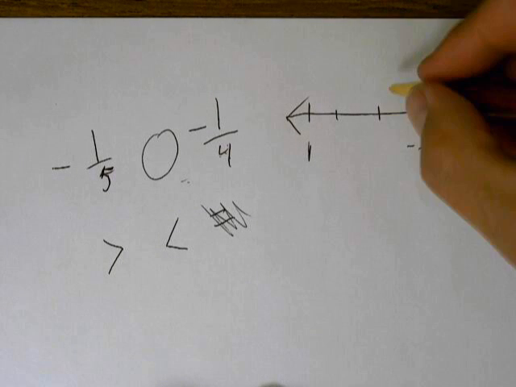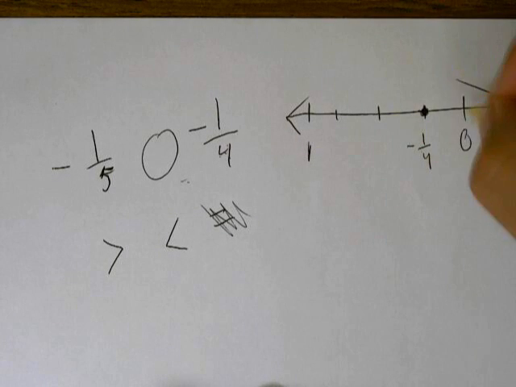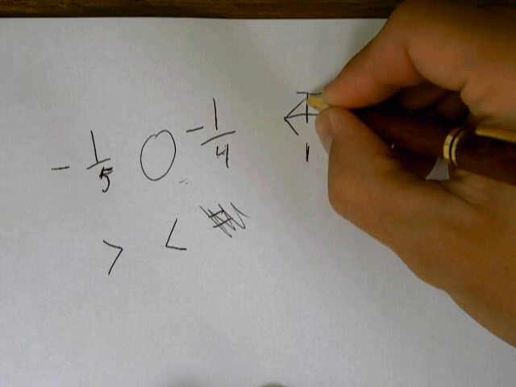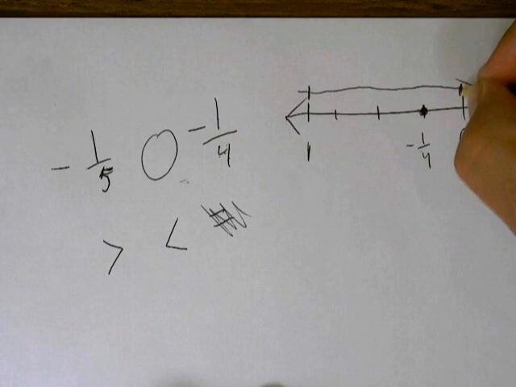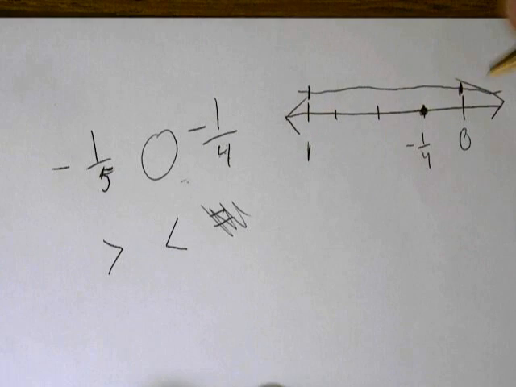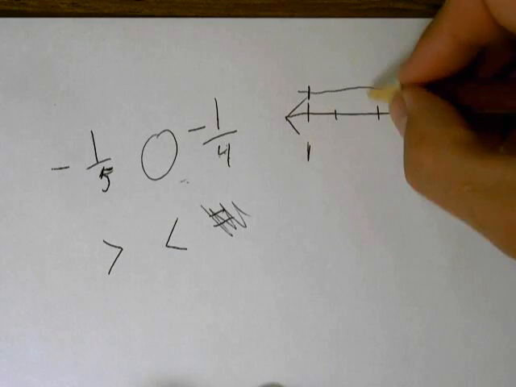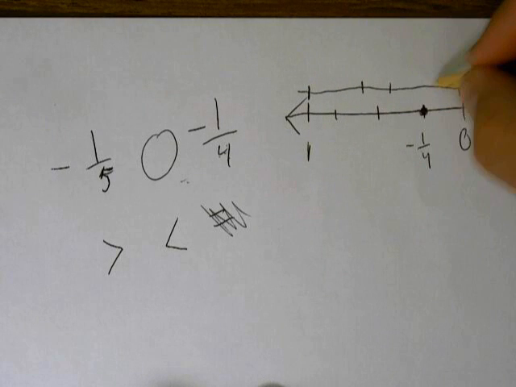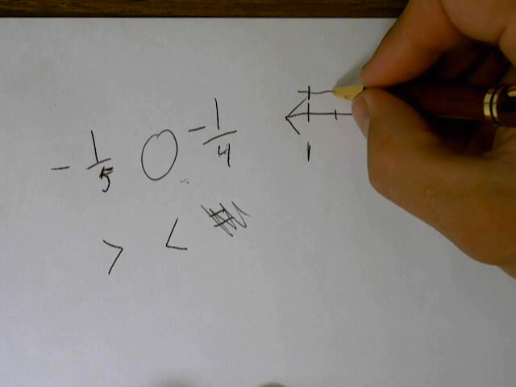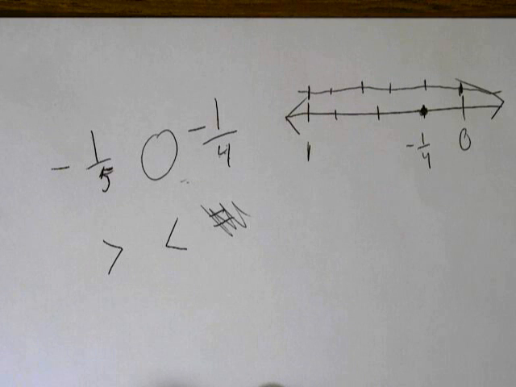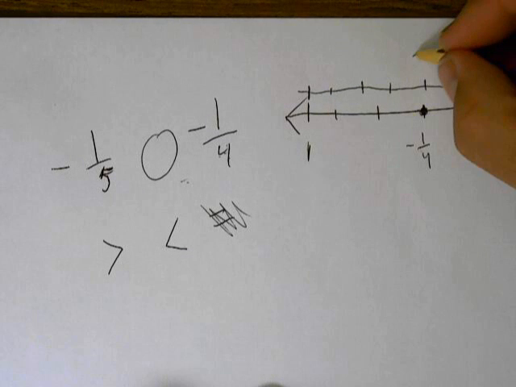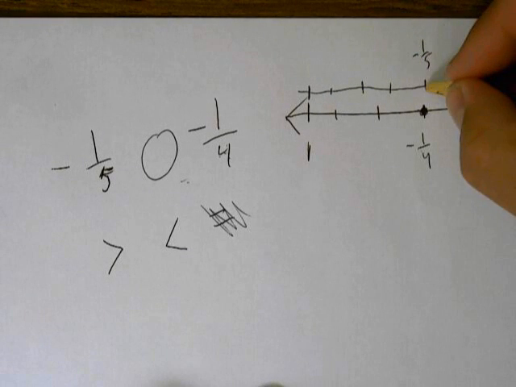Well, if I divide up in fifths, I'm just going to draw another number line just right above it. So 1's still here and 0's still here, but I'm going to try to divide this up into 5 equal pieces. It should look something like this. Okay, so negative 1/5 should be right here.